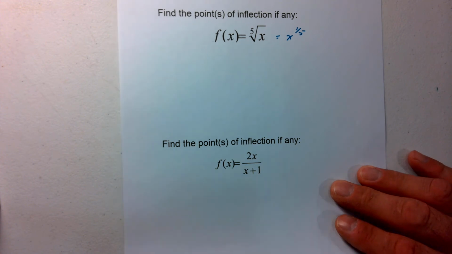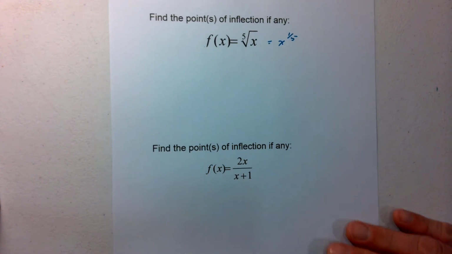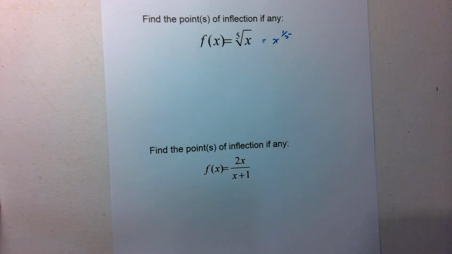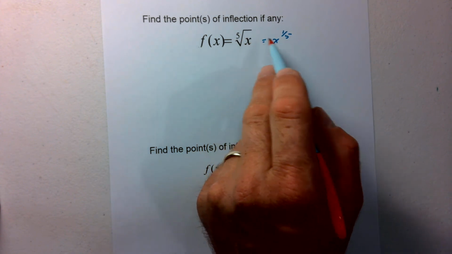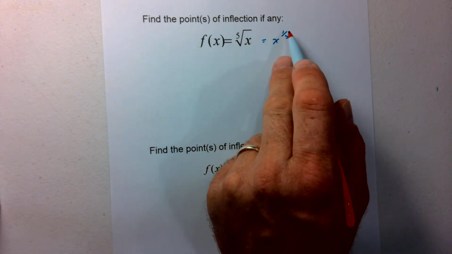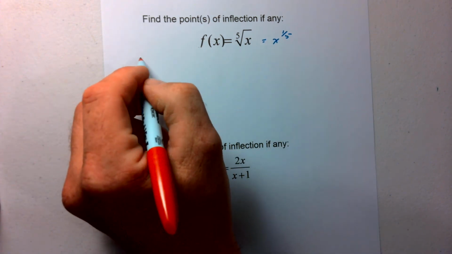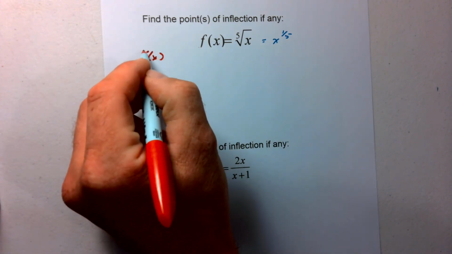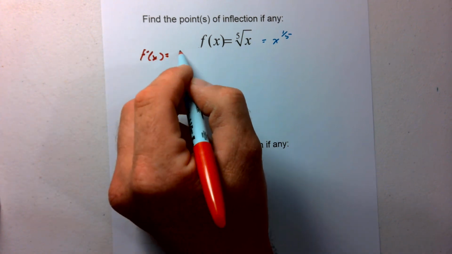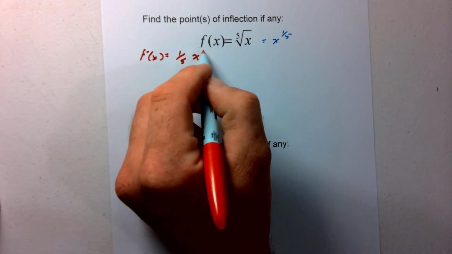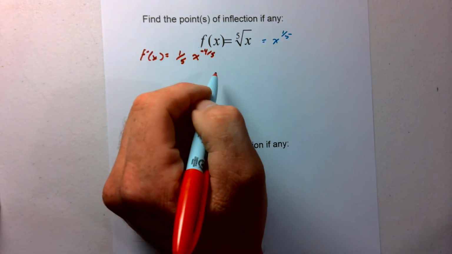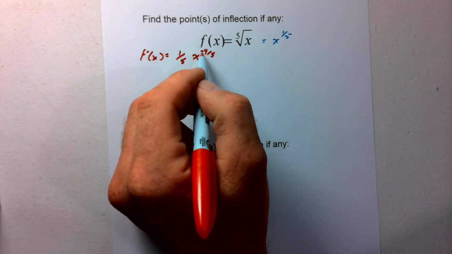All right, last 2 examples here. I have a radical and I have a rational. So let's go ahead and talk about the 5th root of x, which is equal to x to the 1/5. So if I look at x to the 1/5, I'm going to go ahead and find my second derivative. First thing I'm going to do is find my first derivative. So we get 1/5 x to the negative 4/5. And I'm not going to take this to the denominator just yet.